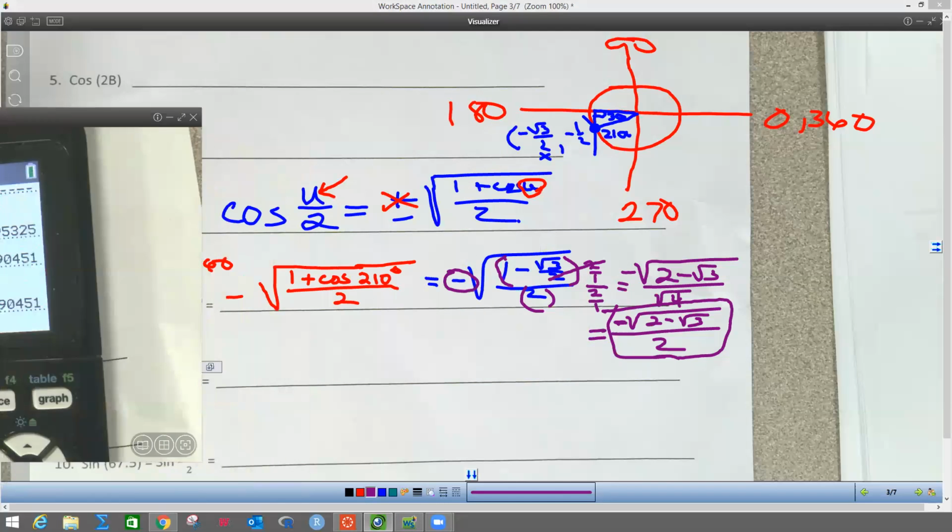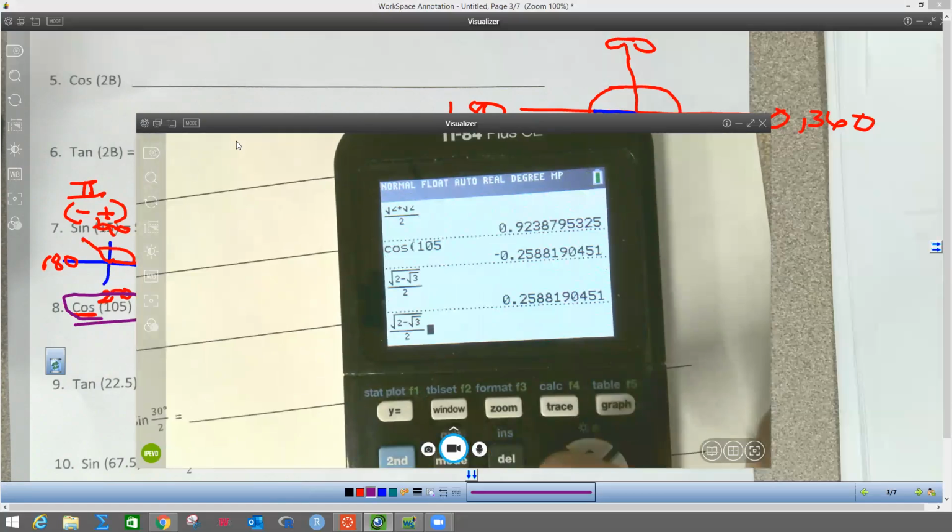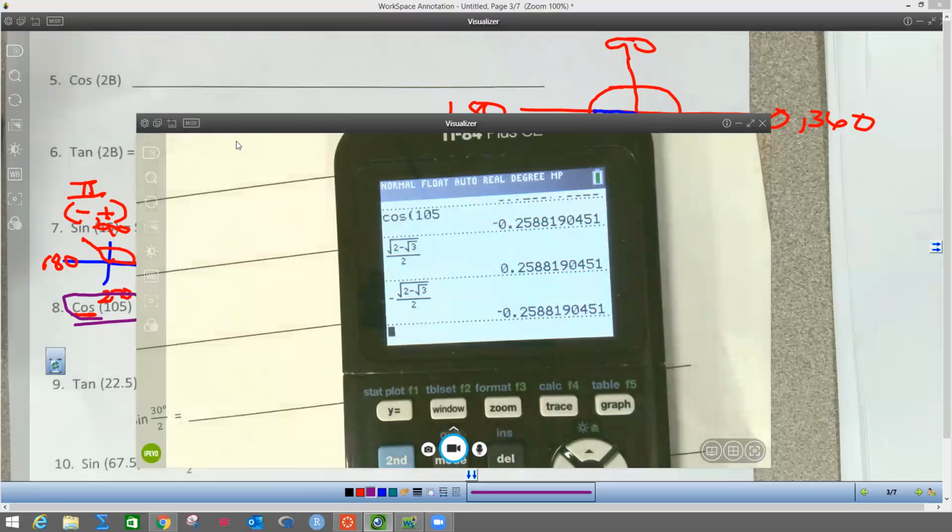So I'm going to go back and put that negative sign back in. See, if I would have written that answer like that, it would have been wrong. So I'm going to type that back in, and I'm going to go in front there and add a negative. And there we can see now it's the same as cosine of 105. So I made a small mistake that would have cost me a point on the test.